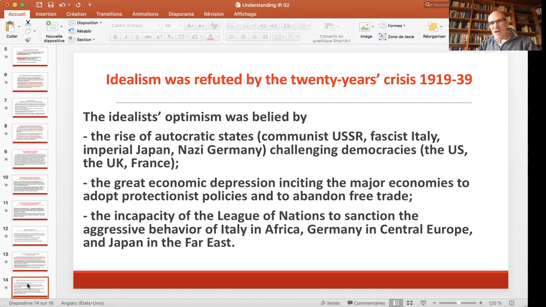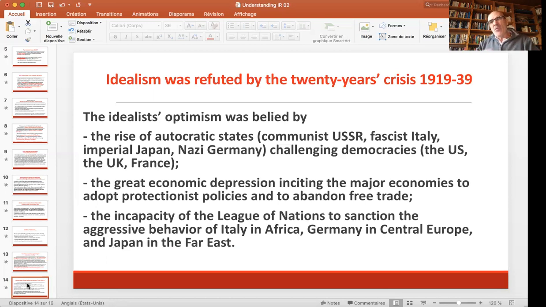left bank of the Rhine River, from invading and annexing Austria, from invading the Sudetenland, the part of the then Czechoslovakia, and last but not least, from attacking Poland, thus provoking the outbreak of World War II in 1939, September the 1st, 1939. The League of Nations was a failure.